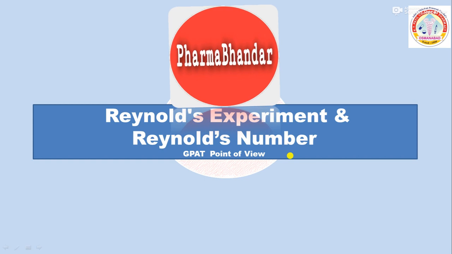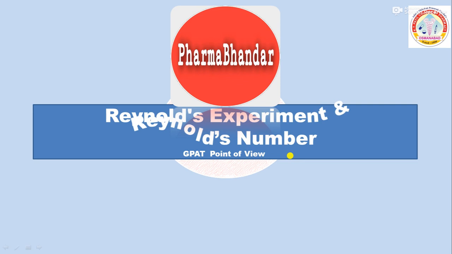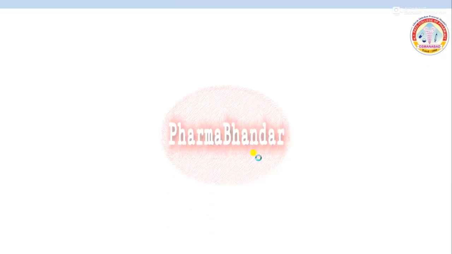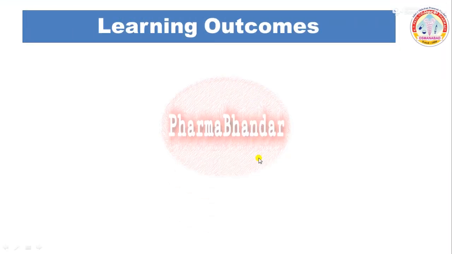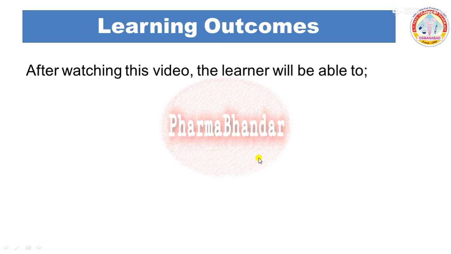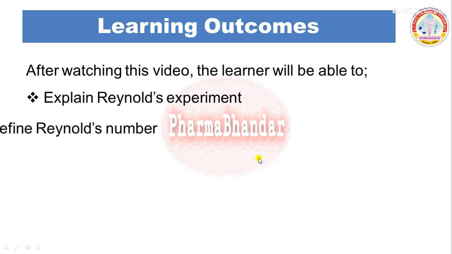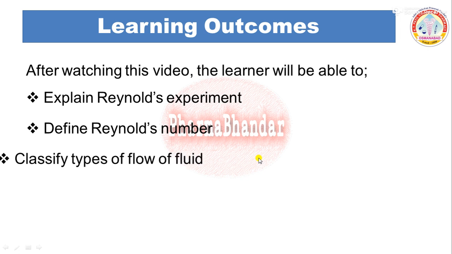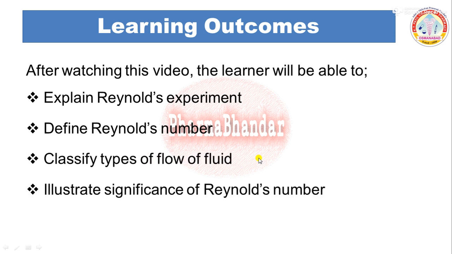Let us learn a very interesting topic from pharmaceutical engineering, that is Reynolds experiment and Reynolds number. This topic is very important from GPAT as well as from university exam point of view. So let us first look at the learning outcomes of this topic. After watching this video, the learner will be able to explain Reynolds experiment, define Reynolds number, classify types of flow, and lastly illustrate the significance of Reynolds number.